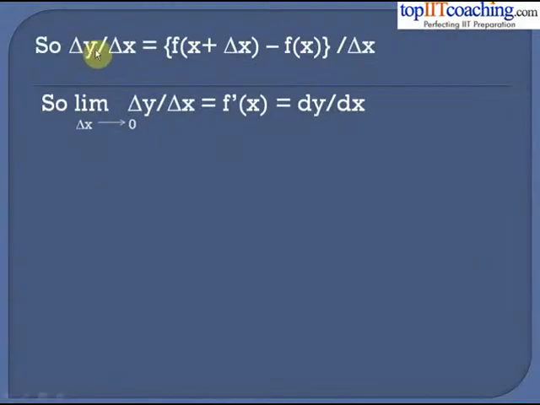Now we divide delta y by delta x, which would be equal to f of x plus delta x minus f x divided by delta x. Now if delta x is very small, or we can say that delta x tends to 0, then we can write the limit of delta y by delta x when delta x tends to 0 is equal to f dash x, which is the derivative of f x at any point. The derivative of any function at any point is denoted by dy by dx. That is the change in the value of y with respect to the change in the value of x when the change in x is very close to 0, or delta x tends to 0.